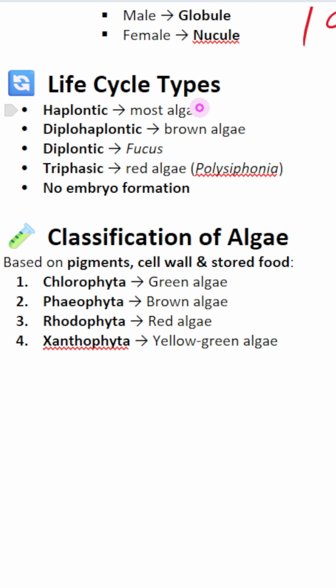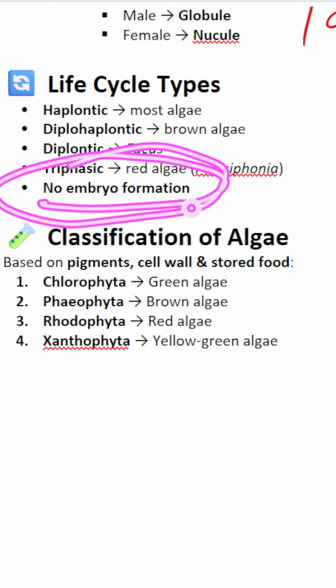Now life cycles: haplontic means the maximum phase is n type, diplohaplontic means first 2n type followed by n type, and diplontic means the maximum phase is 2n type. Triphasic is found in Polysiphonia, where we find a gametophytic plant, then carposporophyte and tetrasporophyte. Three different plants are found, which we will discuss in our red algae video. And they don't have tissue formation, and also they don't have an embryo.